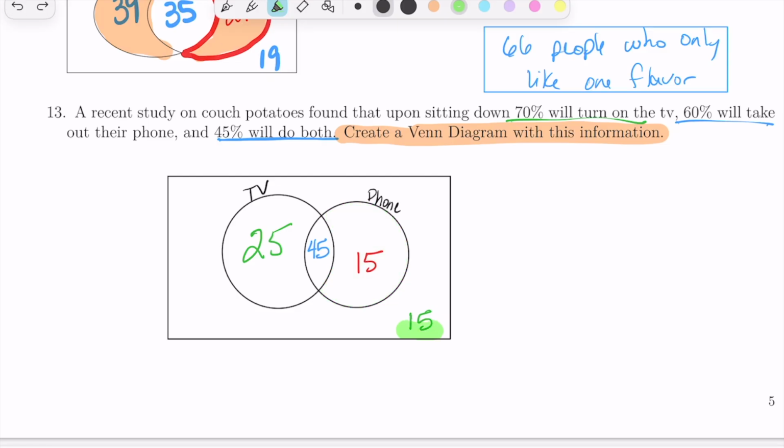Lastly, these 15 people out here in the universe, or this 15% out here, these are people that would sit down on the couch and they wouldn't pull out their phone and they don't watch TV either. So maybe they're going to sit down and read a book. Maybe they sit down and take a nap. Maybe they sit down and grab a bag of chips and just have some quiet time, whatever it may be. But it is important to understand the context of what each of these regions is portraying.